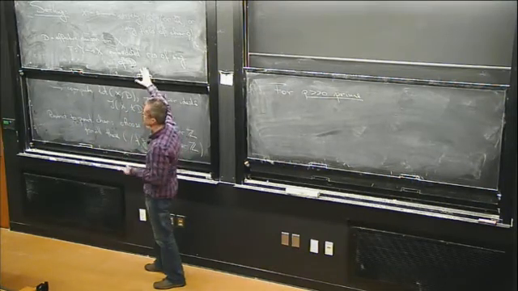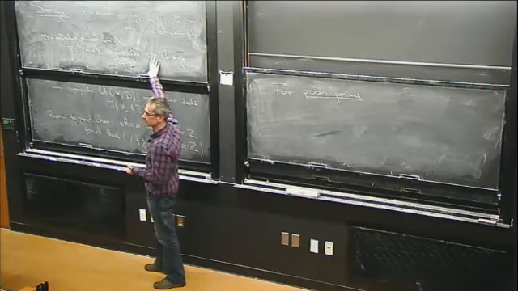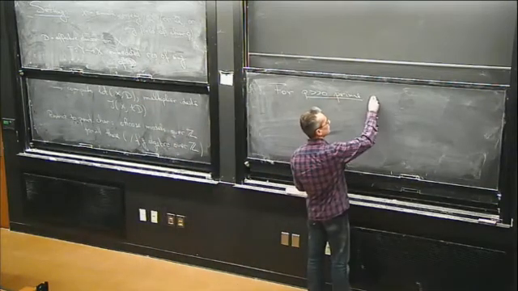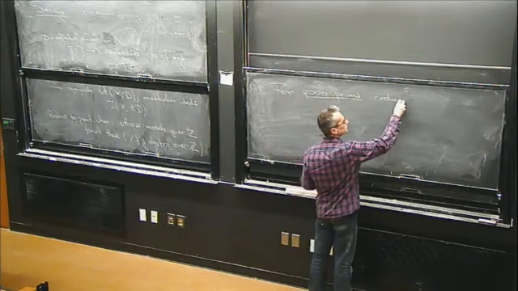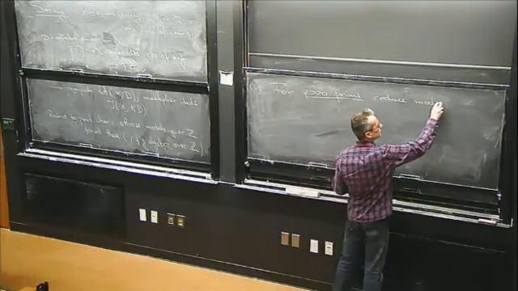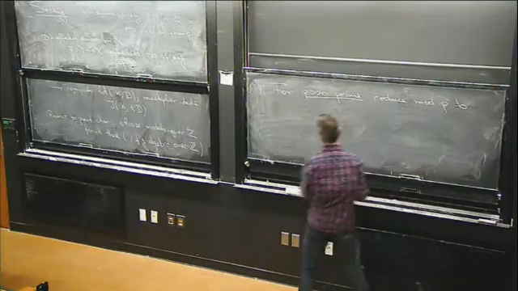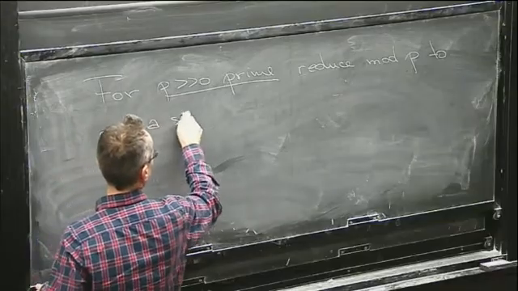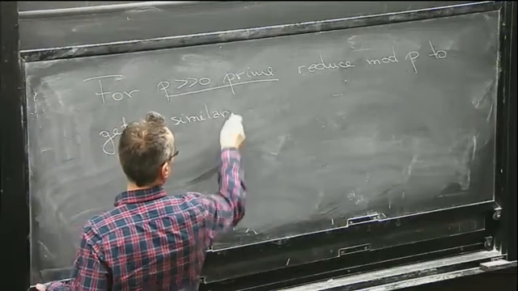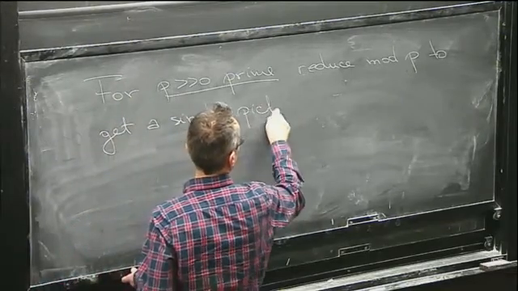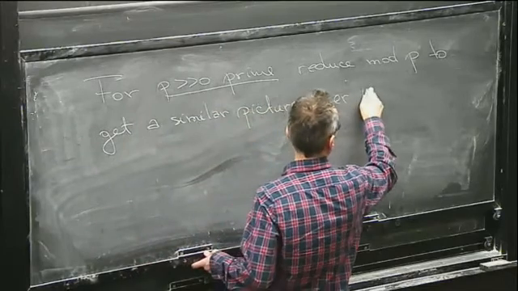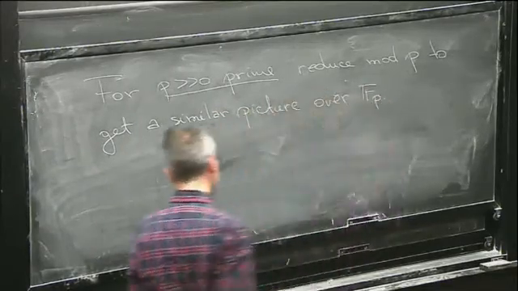Since everything comes from a setting that I understand in characteristic 0, for a prime p we reduce mod p to get a similar picture over F_p bar, or over F_p, let's say, the finite field with p elements.